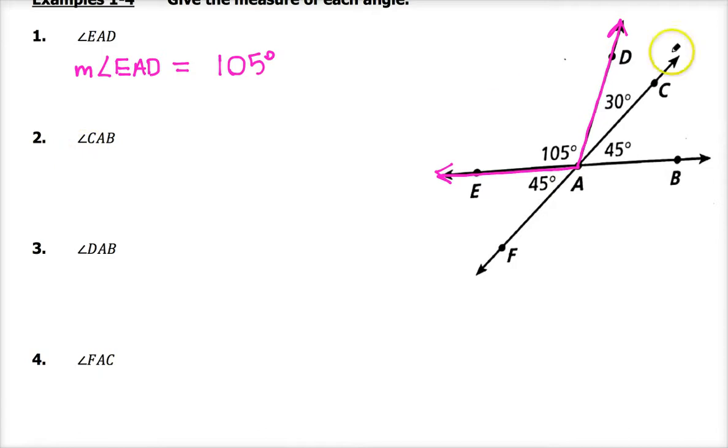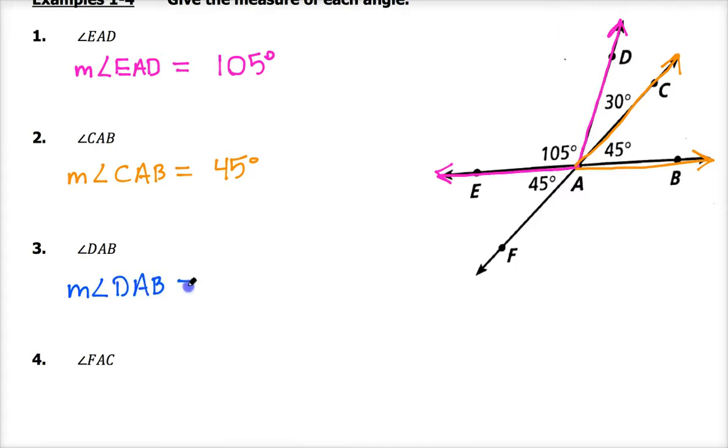Okay, number 2, angle CAB. So we're going to find the measure of angle CAB, and that would be the angle that goes through point C, has a vertex of A, and then has another ray going through point B. That is this angle here in orange. It measures 45 degrees. Next, angle DAB, we're going to find the measure of that. That's the angle that goes through the point D, vertex of A, and also contains the point B. So this angle here in blue.